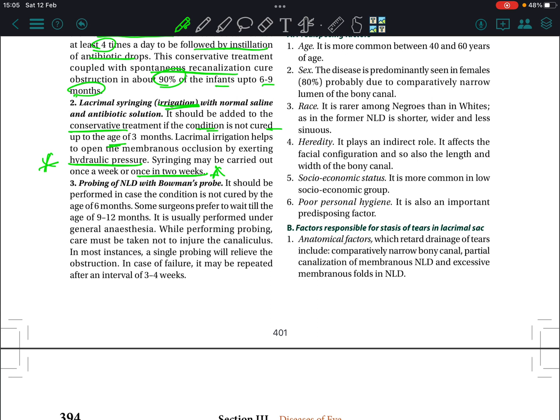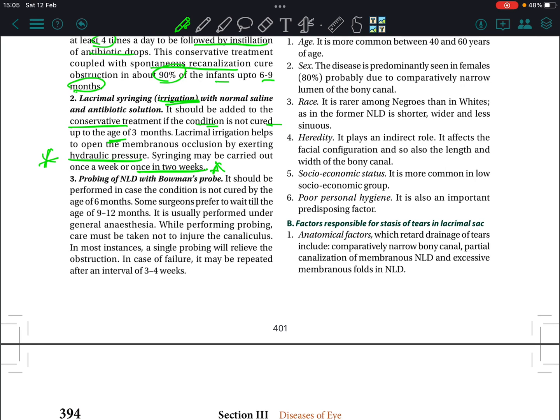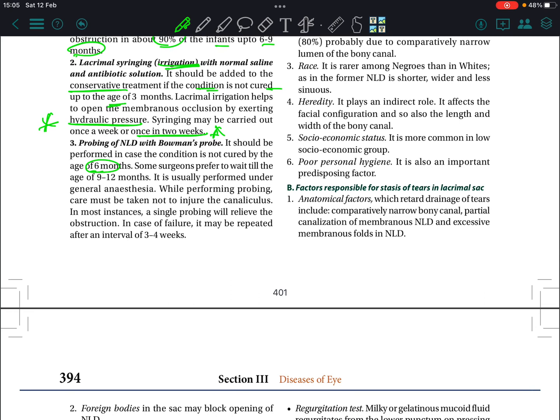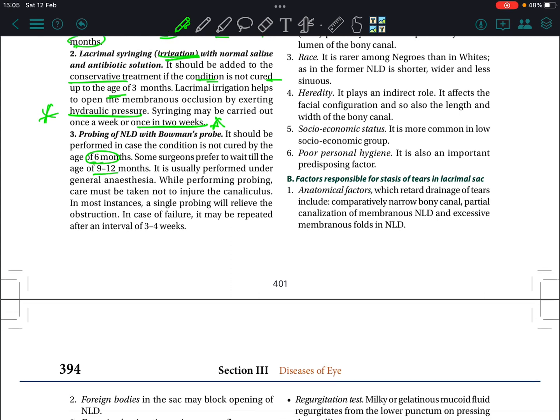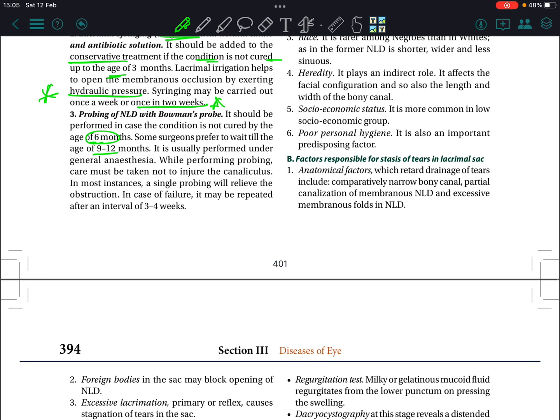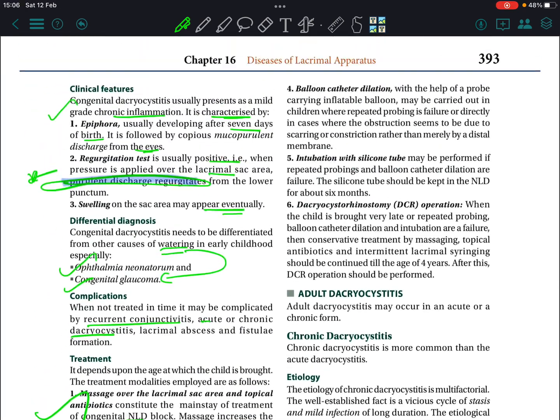Probing of the NLD with a Bowman probe should be performed in cases where the condition is not cured at the age of 6 months. Some surgeons prefer to wait till age 9 to 12 months and perform it under general anesthesia. While performing probing, care must be taken not to injure the canaliculus. In most instances, a single probing will relieve the obstruction. In case of failure, it may be repeated after an interval of 3 to 4 weeks.